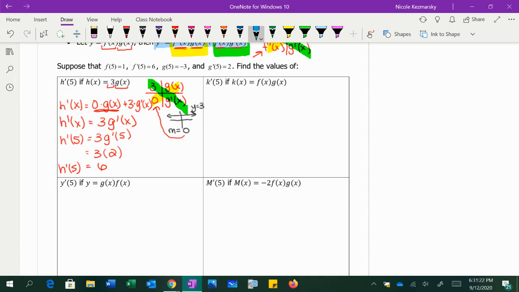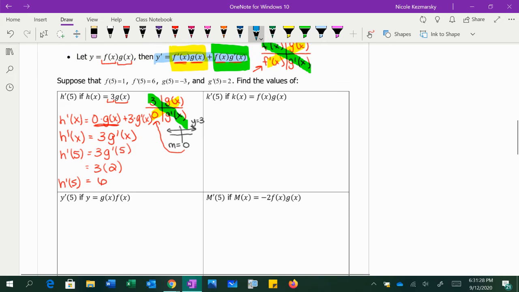Next example, we've got our function k of x is f of x times g of x. So this one is pretty straightforward. This one looks just like the rule. So if we do our box, we get f of x in the upper left, g of x in the upper right, f prime in the lower left, g prime in the lower right.